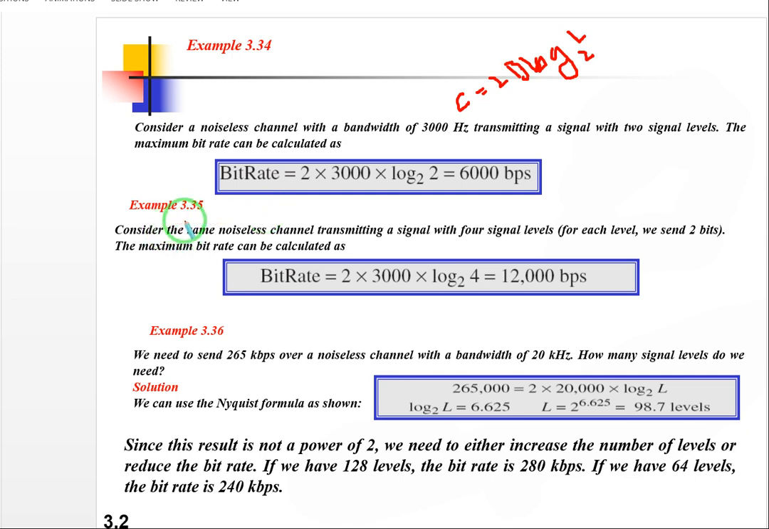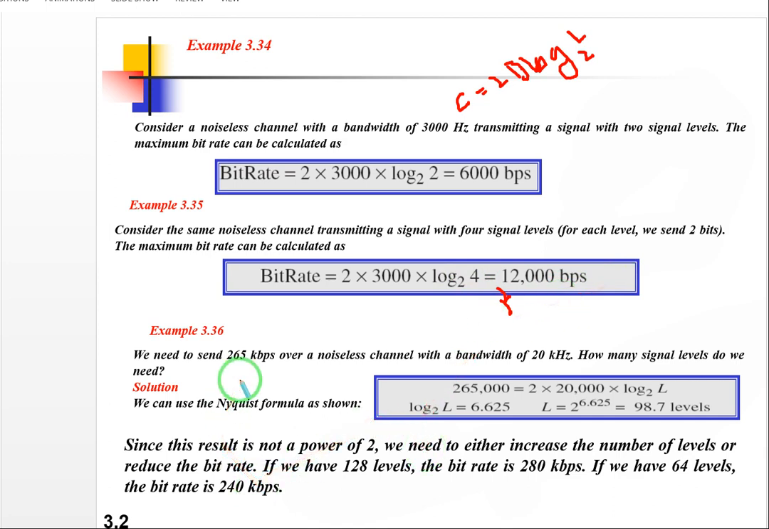Another example, 3.35 from the book. Consider the same noiseless channel transmitting a signal with 4 signal levels. For each level we send 2 bits. The maximum bit rate is calculated again the same way: you have a bandwidth of 3000, log 2, and how many levels? 4. So 2 raised to power 2 is 4, so the 2 comes outside: 3000 multiplied by 2 times 2, and log2 of 2 is 1, so it will be 12,000 bits per second.